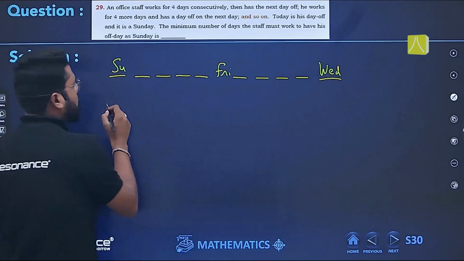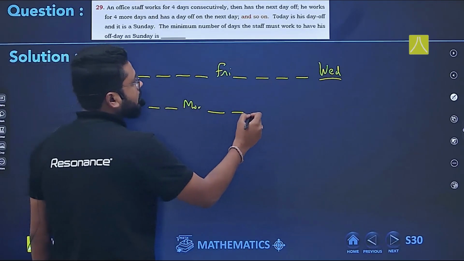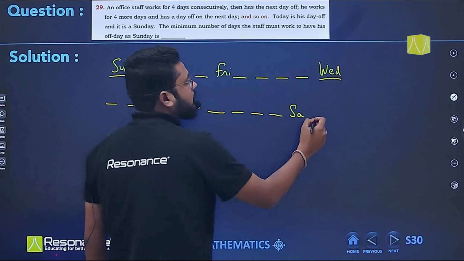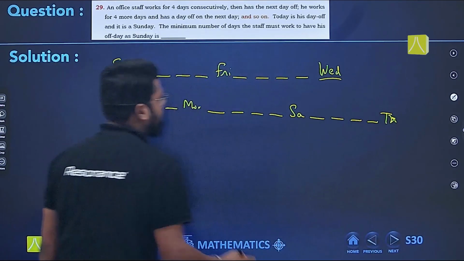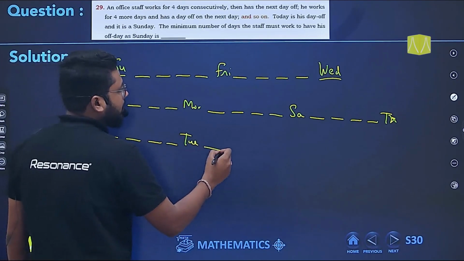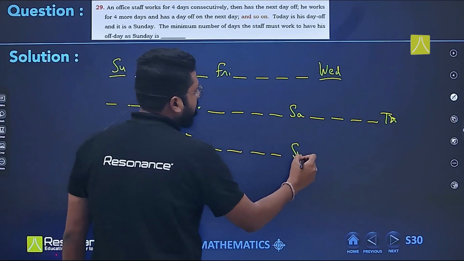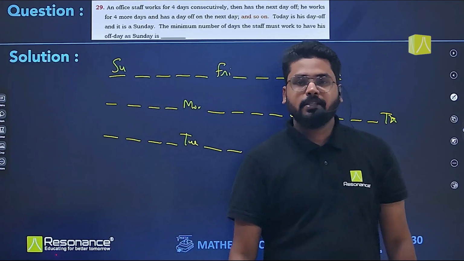Now Thursday, Friday, Saturday, Sunday. Monday will be off. Tuesday, Wednesday, Thursday, Friday, Saturday working. Sunday, Monday, Tuesday, Wednesday. Thursday again will be off. Friday, Saturday, Sunday, Monday. Tuesday off. So Wednesday, Thursday, Friday, Saturday. Now Sunday came as a working day, and now again Sunday has come as an off day.